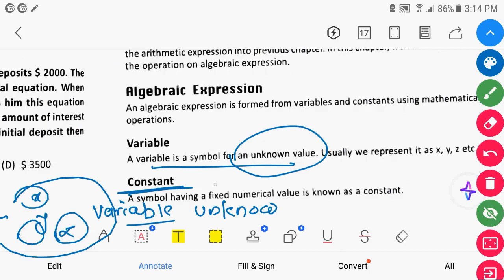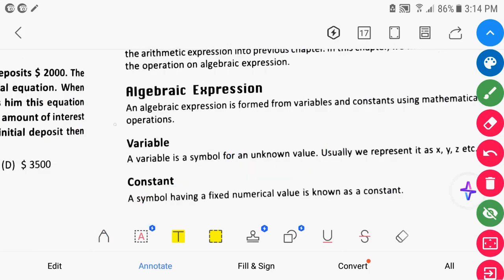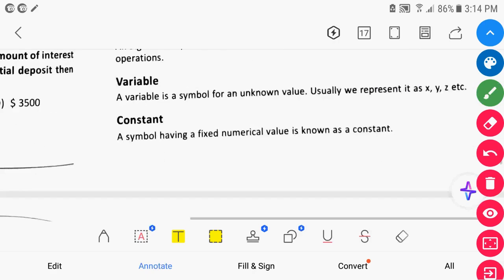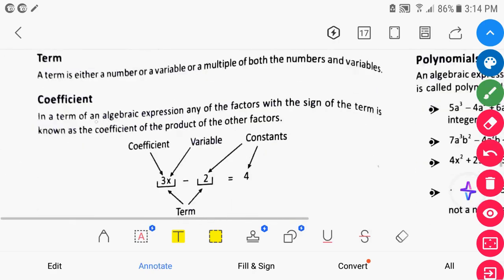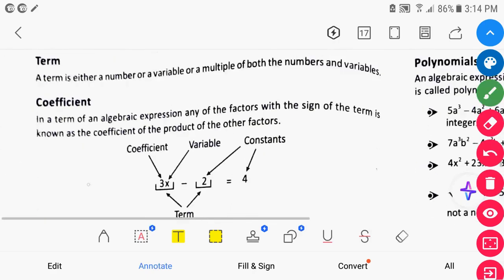Constant is the numerical symbol, or you can say any number is known as constant, whose value is fixed, so it is known as constant. Now what is meant by term?